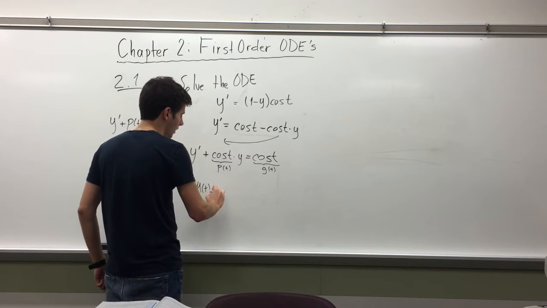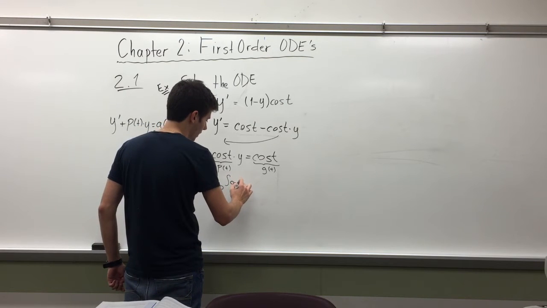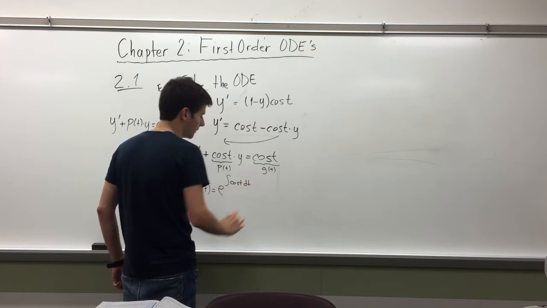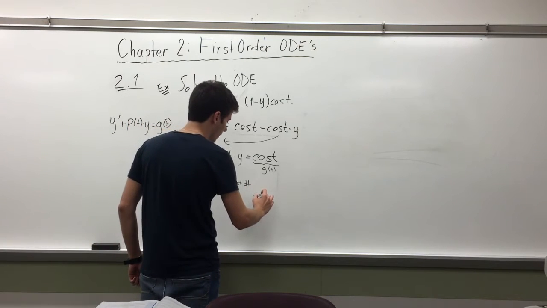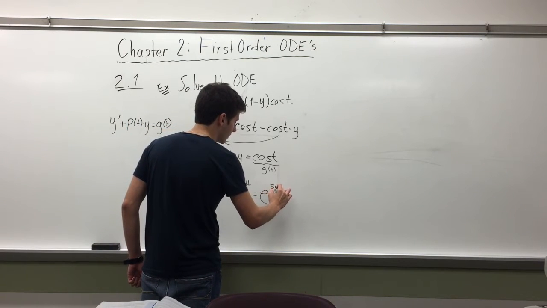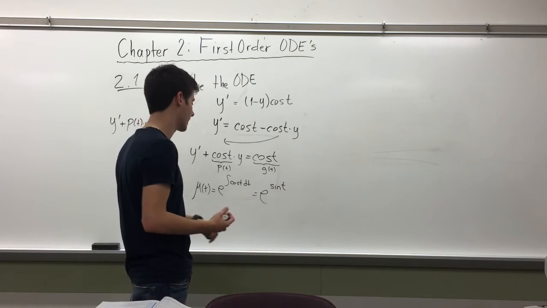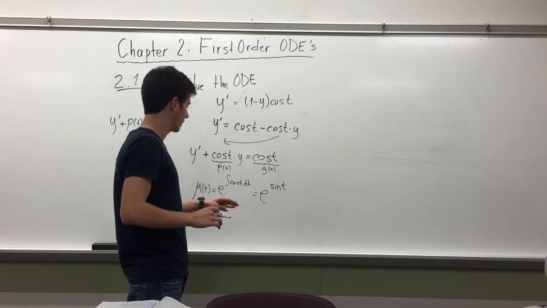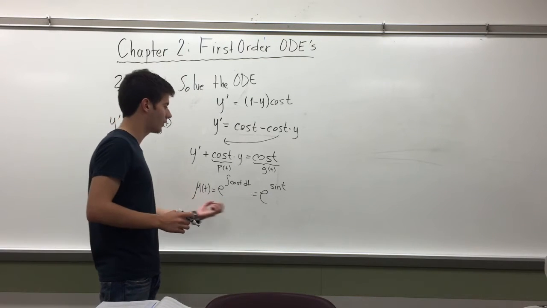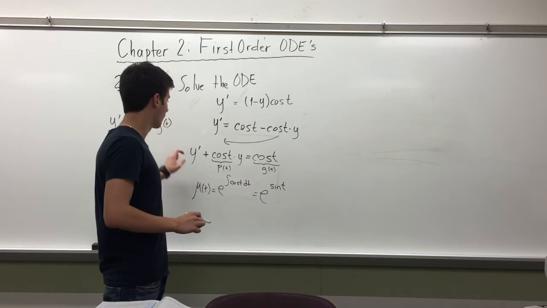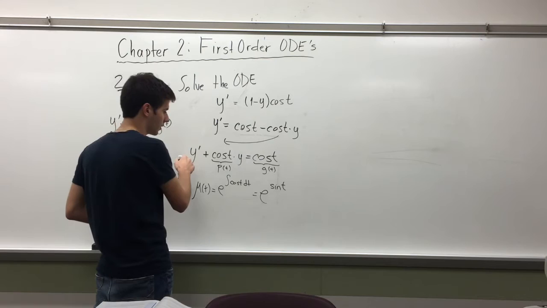So let's find the integrating factor first of all. The integrating factor is e to the power of the integral of cosine of t dt. And if we integrate cosine of t, we're going to get e to the sine of t. And we don't need to worry about the constants. So the integrating factor is going to be e to the sine of t. We multiply this to our differential equation.